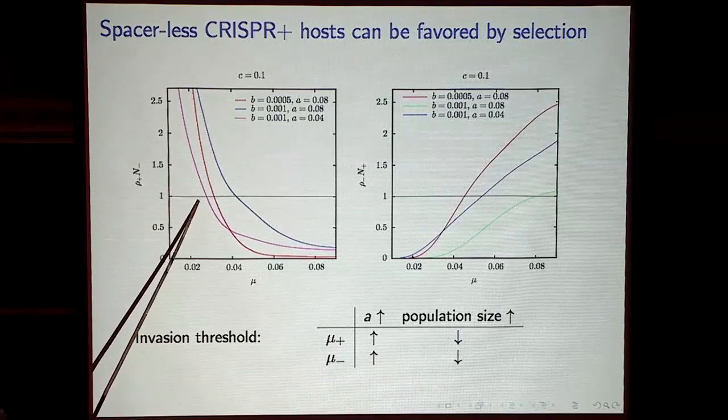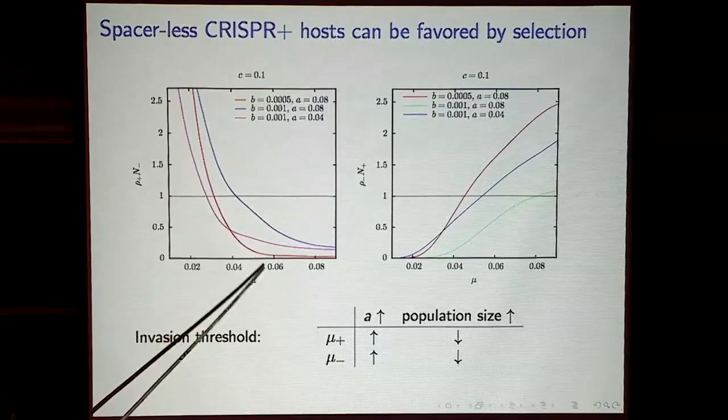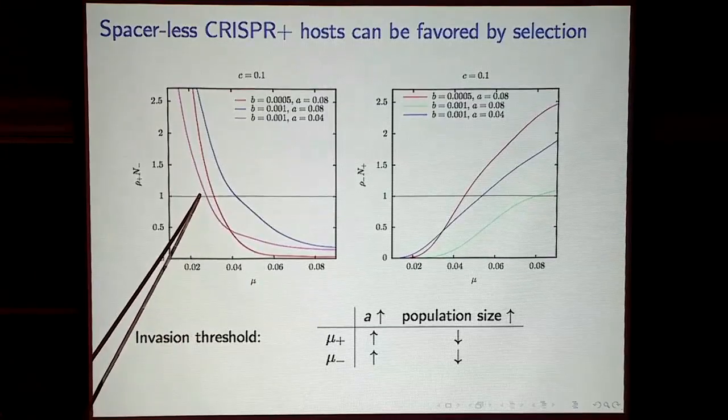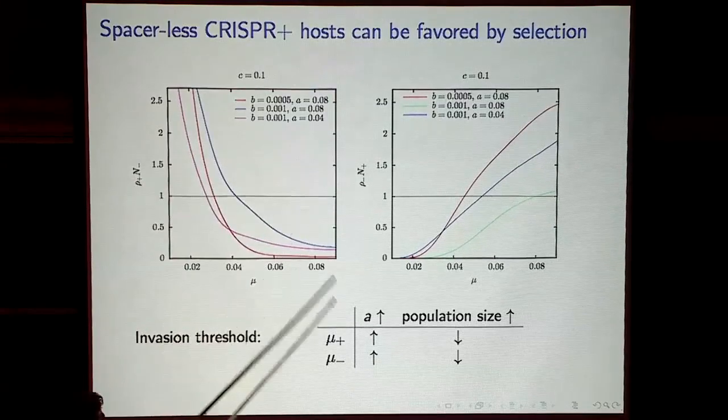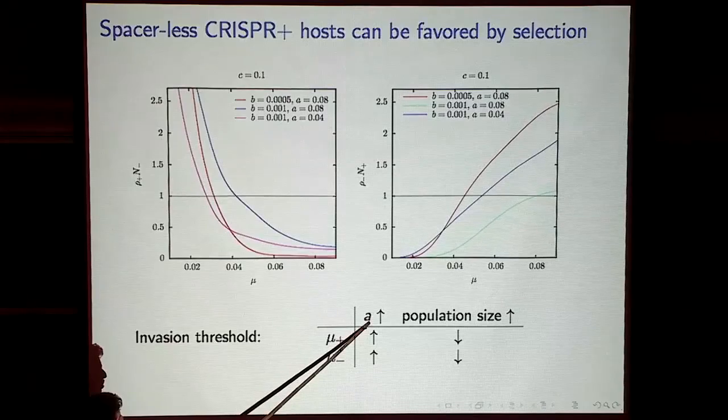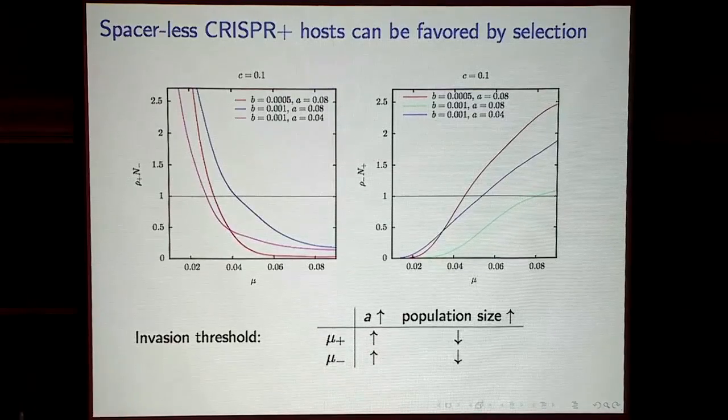can invade when the mutation rate is high, because the CRISPR is not effective enough. And the threshold values of the mutation rate for the invasion of plus and the invasion of minus scale with the addition and the population size as expected. There are no surprises there. So now I'm going to summarize and make some speculative statements about what this means for cooperation.